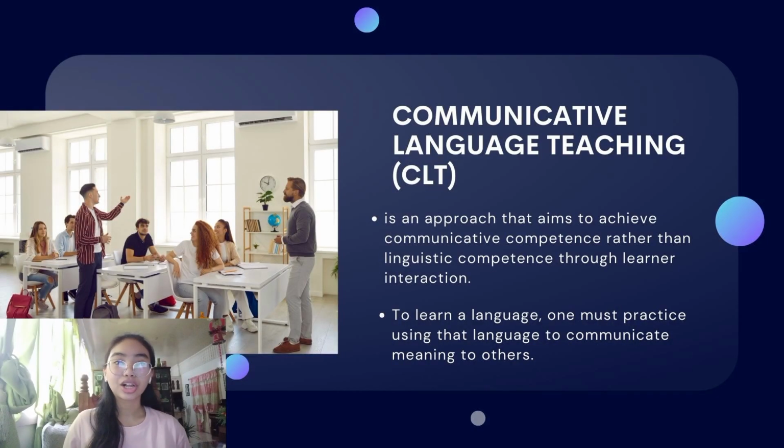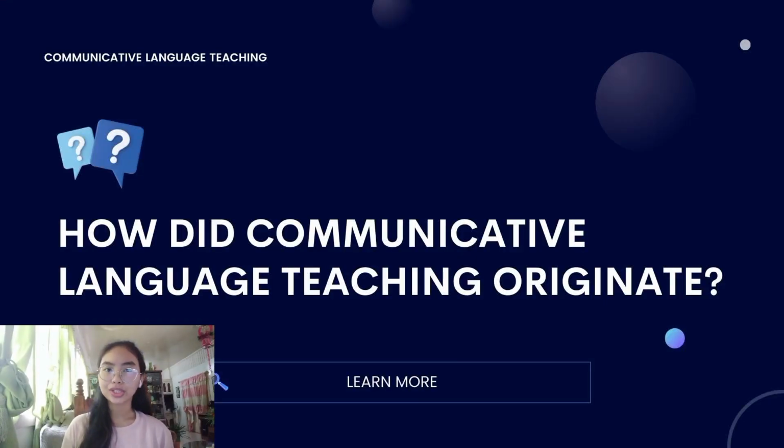One example is a role-playing activity, such as a job interview. So learners can take on different roles such as interviewer and interviewee, and they have the freedom to choose or use language functions such as greetings, expressing qualifications, and asking questions, and many more. So in a nutshell, CLT, or communicative language teaching, is an approach that is based on the principle that in order to learn the language, one must communicate, or one must practice the language in order to communicate meaning to others.